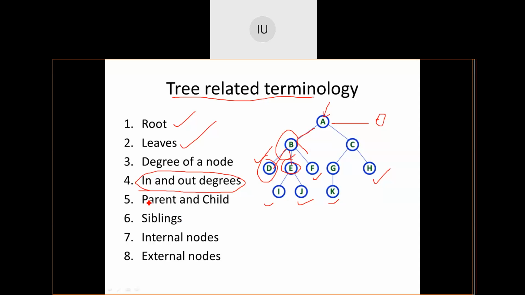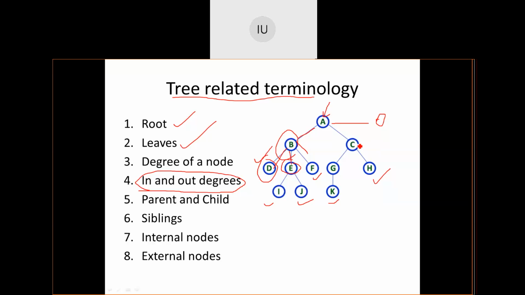I'll repeat. When I say siblings, siblings are those nodes with a common parent. When I ask for the siblings of F, F's parent is B. Now you have to identify who all are the other children of B other than F. D and E along with F have the common parent B. So D and E are the siblings of F. Siblings are the nodes which have a common parent.